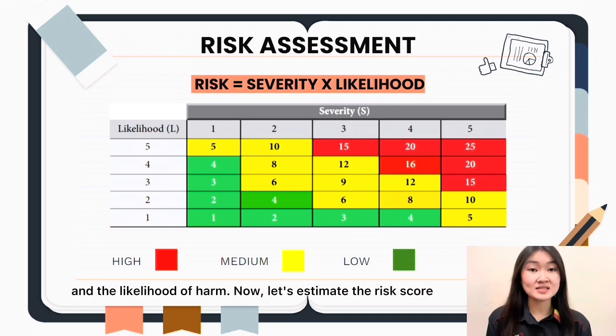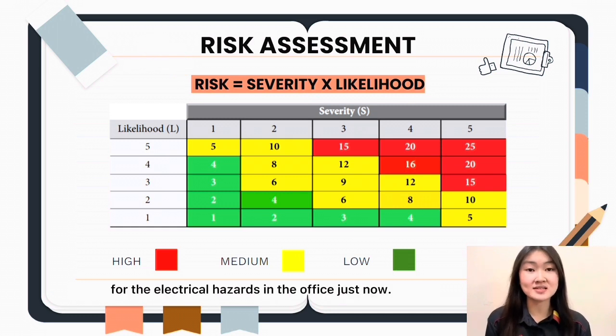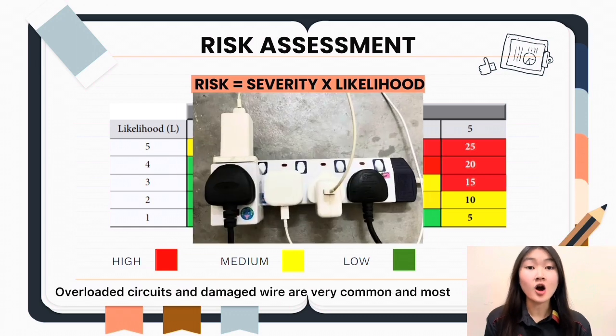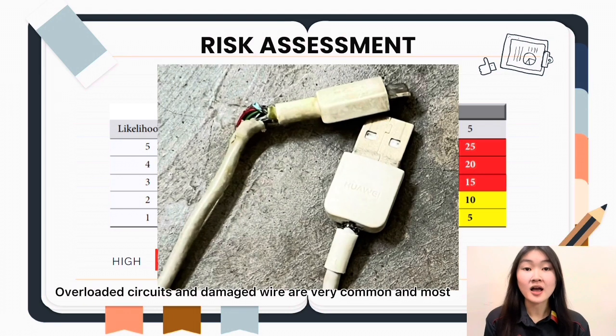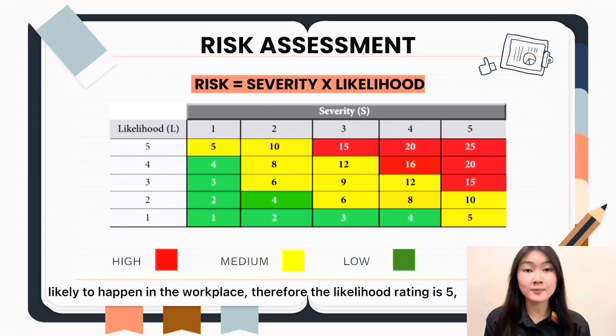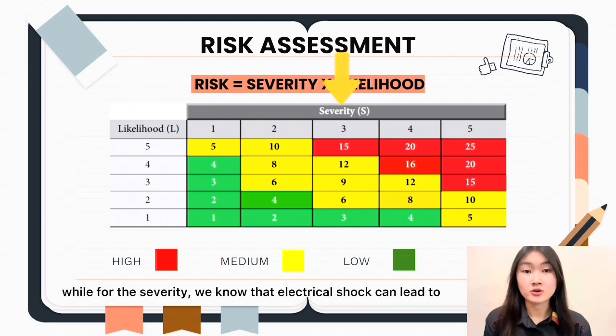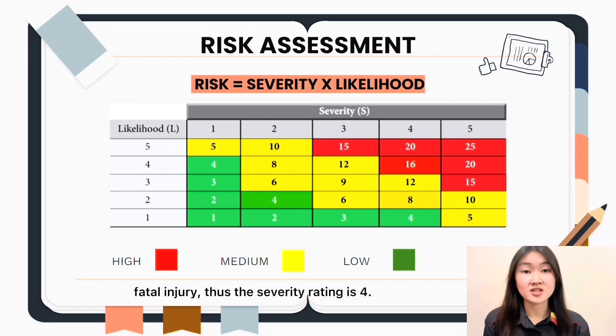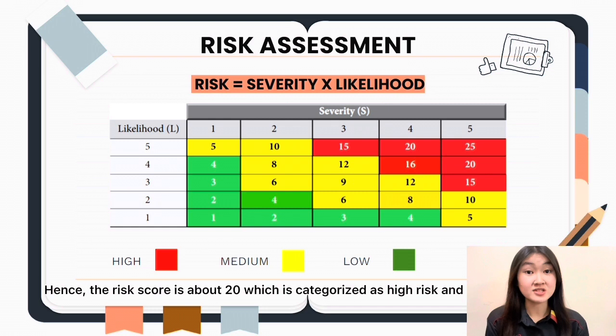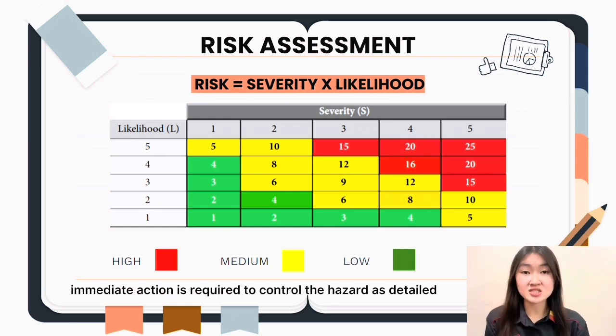It can be calculated through the multiplication of the severity and the likelihood of harm. Now, let's estimate the risk score for the electrical hazards in the office just now. Overloaded circuit and damaged wire are very common and most likely to happen in the workplace. Therefore, the likelihood rating is 5. While for the severity, we know that electrical shock can lead to fatal injury. Thus, the severity rating is 4. Hence, the risk score is about 20, which is categorized as high risk, and immediate action is required to control the hazard as detailed in the hierarchy of control.